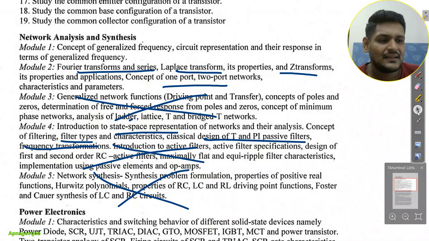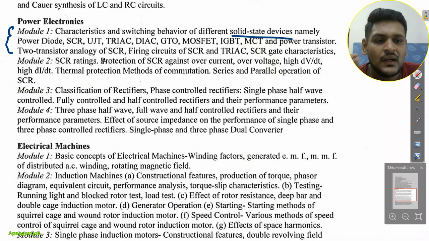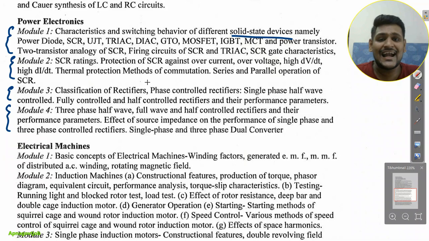Then your power electronics. The first module is power electronics: characteristics and switching behavior of different solid state devices, namely all these families. There is a compulsory question from here, so do module 1 completely. In module 2 also, do completely. Classification of rectifiers and phase control rectifiers, yes, so module 3 is also important, and module 4 also. For power electronics, at least they mention a proper syllabus, right? So yes, power electronics you can do.